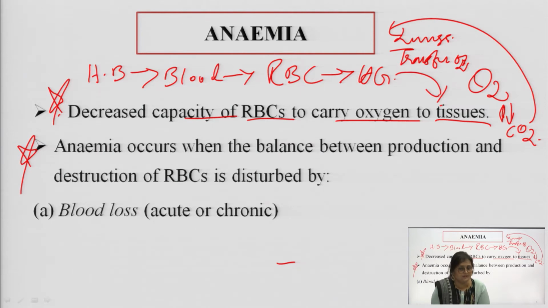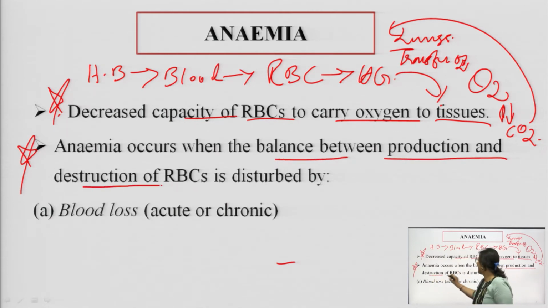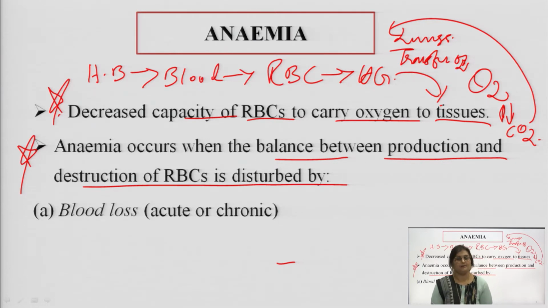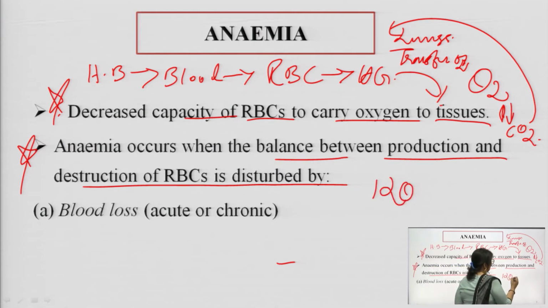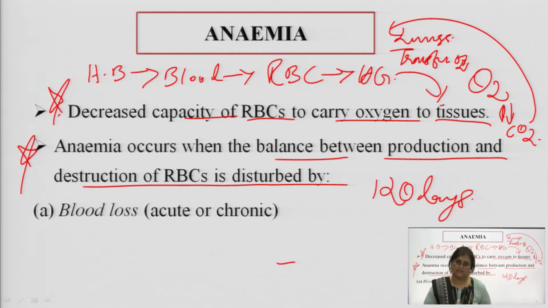The other reason due to which anemia can be caused is when the balance between production and destruction of RBC is hampered. See, RBC has a life of 120 days. In 120 days, these are known as functional RBCs.